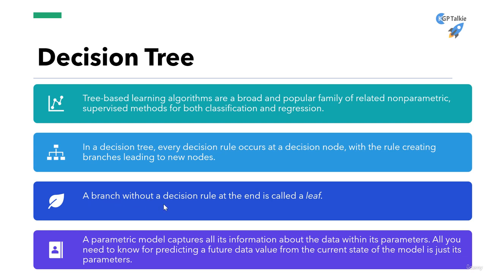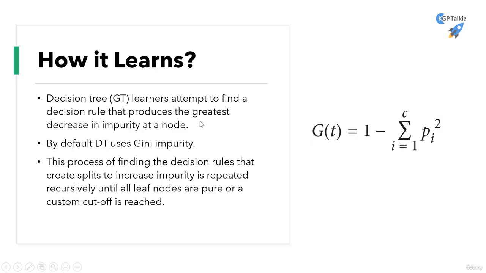A branch without a decision rule at the end, let's say this one, is called a leaf. So these are some important points in a decision tree. Now let's go ahead and see how this decision tree learns.